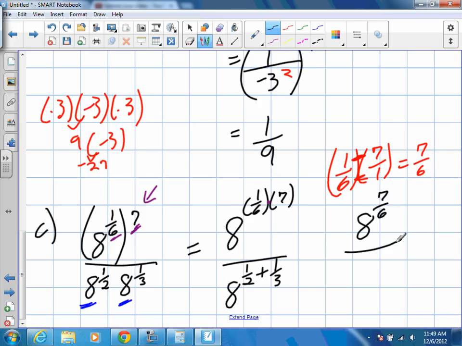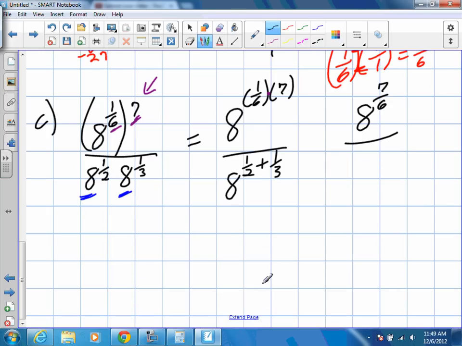Now below, we're adding two fractions. In order to add fractions, we need a common denominator. So 6 will be a common denominator. In order to make that, 1/2 becomes 3 over 6 plus what? 2 over 6. It's going to be equivalent to 5 over 6. So our denominator then becomes 8 to the power of 5 over 6.